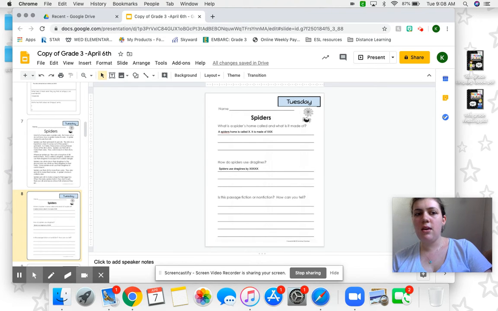In this passage, is this passage fiction or nonfiction? How can you tell? So for this one, you need to remember, is fiction real or not real? Or is nonfiction real or not real?